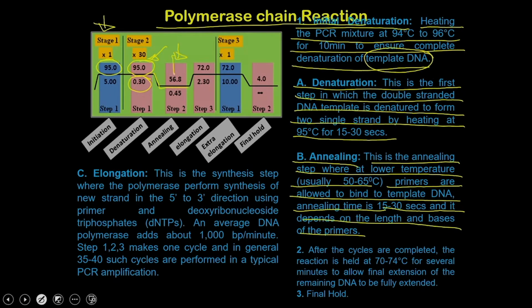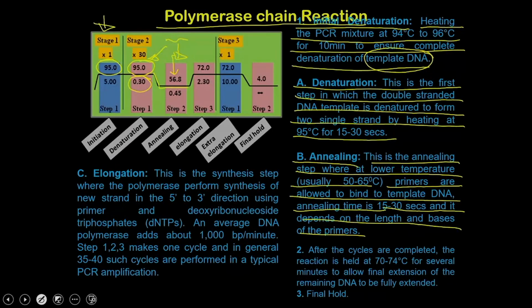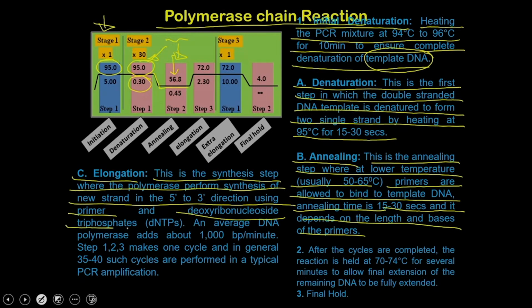You have lowered the temperature so that the primers, which are small stretches of DNA floating around, now bind to their complementary DNA present on the template, and now the enzyme will recognize this complex and start the synthesis. After the annealing, it will enter the elongation phase. This is the synthesis step where the polymerase performs the synthesis of the new strand in the 5 prime to 3 prime direction using the primers and the dNTPs, or deoxynucleotide triphosphates.